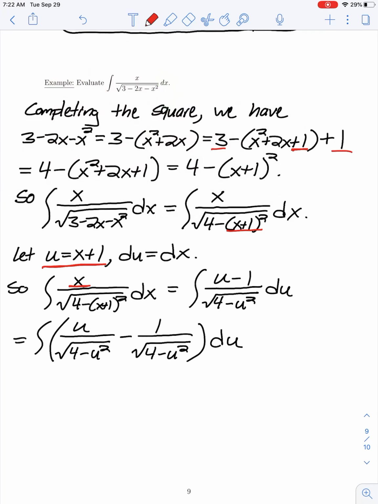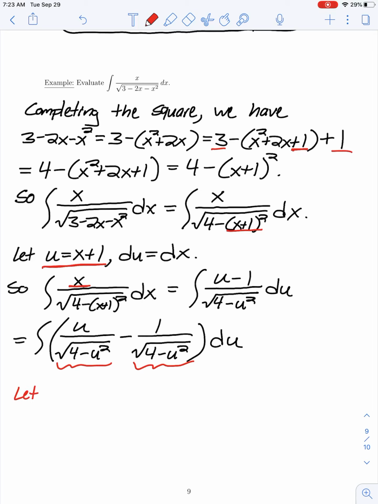Now, the reason that I split it in this way is that this first integral can be evaluated by making a direct substitution. However, this second term requires a trig substitution. We can't get away with a regular substitution there. So let's take a look at our first integral and see how we could evaluate it, making a regular substitution.